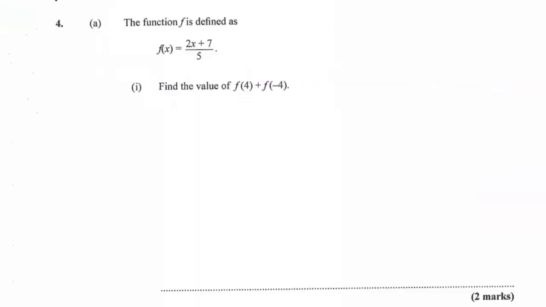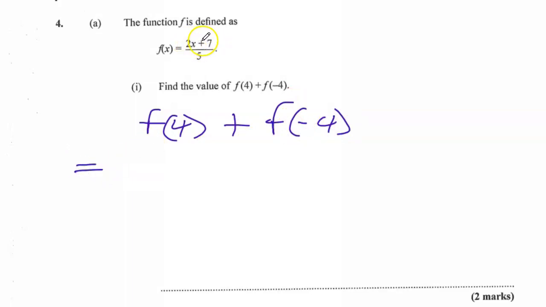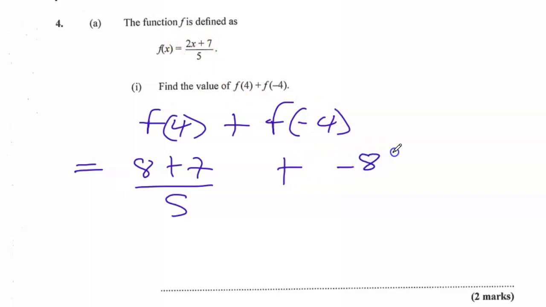Question 4a, a function f is defined as f of x is 2x plus 7 over 5. Find the value of f of 4 plus f of minus 4. So f of 4, replace x with 4. So it's 2 times 4, that's 8, plus 7 upon 5, plus f of minus 4, that's 2 times minus 4, that's minus 8, plus 7 upon 5.